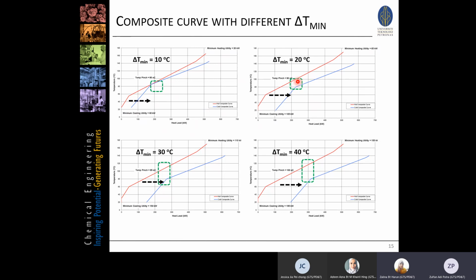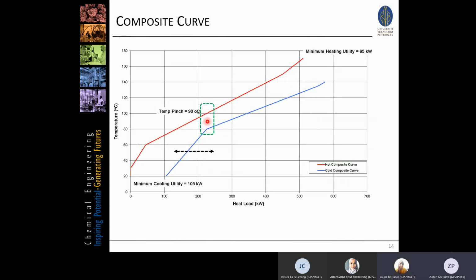Sorry, Zulfan, I might have missed it just now. I know that the delta T mean is the nearest distance between the curves, right? How do we get the temperature pinch? Say for example the temperature pinch is 20, I mean a bit bigger. So this is then the shortest distance, 20 degrees C.